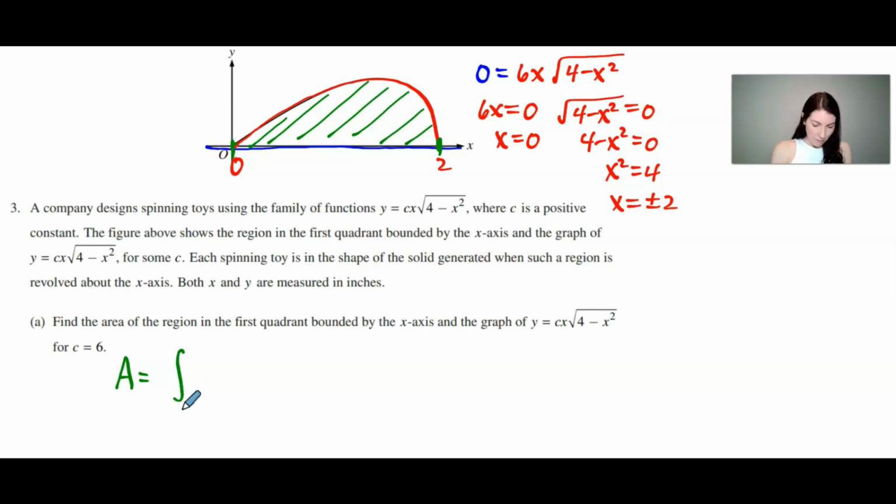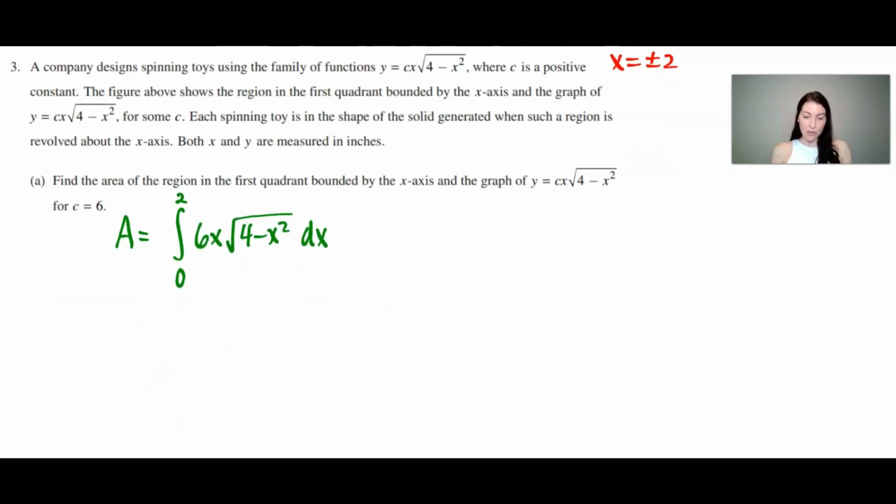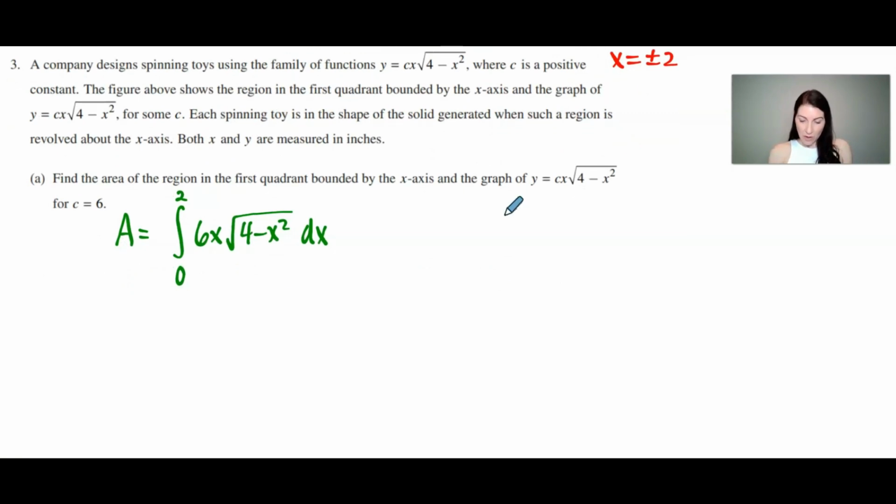So I'm finding the area from 0 to 2 of the region under the curve of 6x times the square root of 4 minus x squared, and that is all dx. And now I need to evaluate this integral, and once again, I cannot use my calculator, so I have to evaluate this integral by hand, and I'm going to use u substitution. I'm going to make my u value be 4 minus x squared, or what is underneath the radical. That's going to be a common place to find your u. And so my du is going to be negative 2x dx.